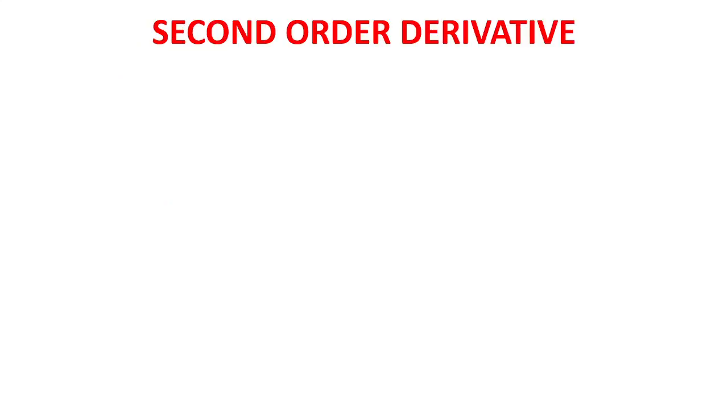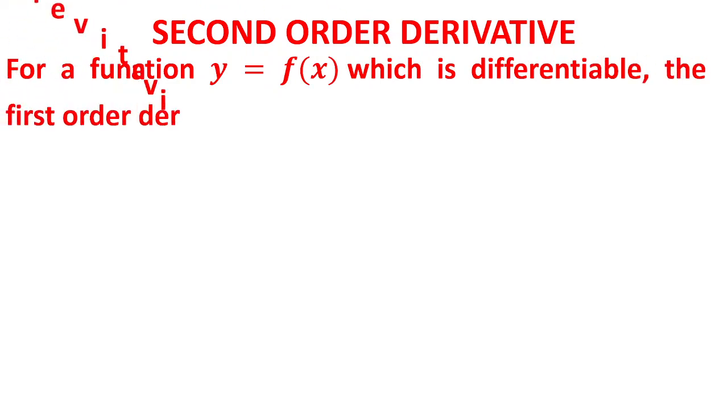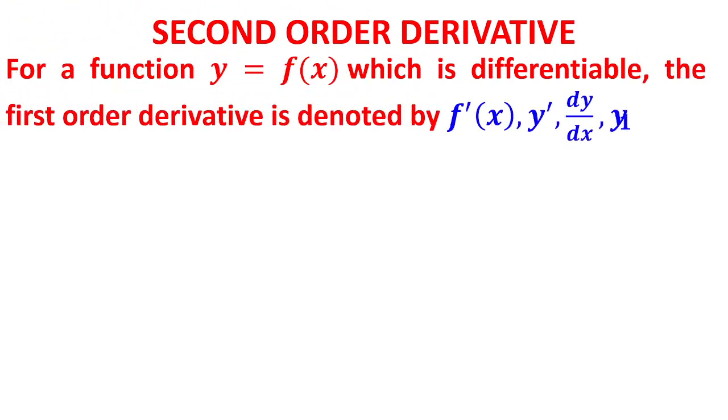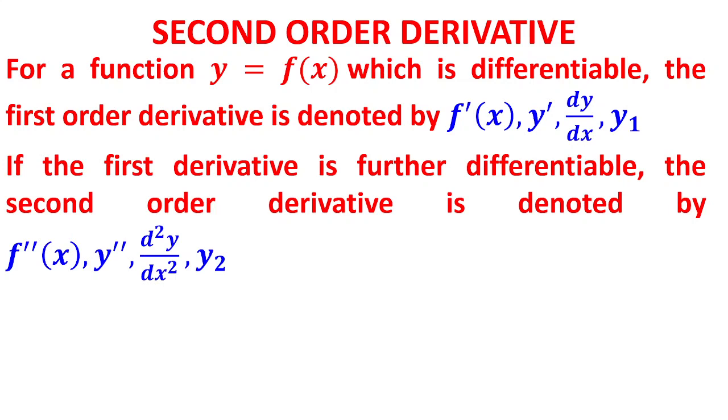Let us see what we mean by second order derivative. Suppose for a function y is equal to f of x which is differentiable, the first order derivative is denoted by f dash of x or y dash or dy by dx or y1. All these notations you should know. If the first order derivative is further differentiable, suppose you are able to differentiate it again, then the second order derivative is denoted by f double dash, y double dash, d square y by dx square and y2.